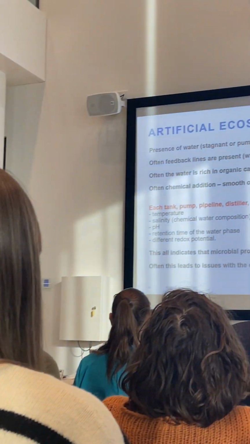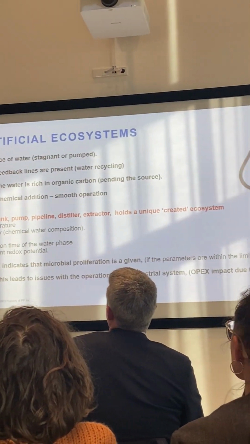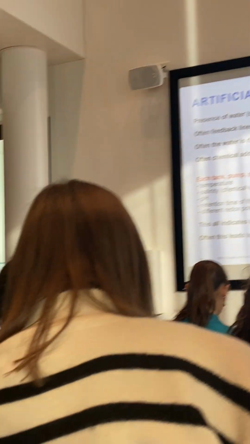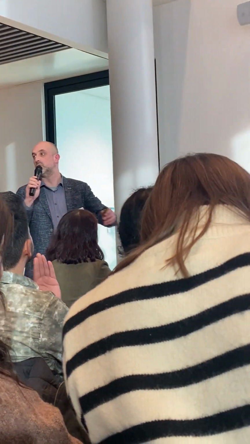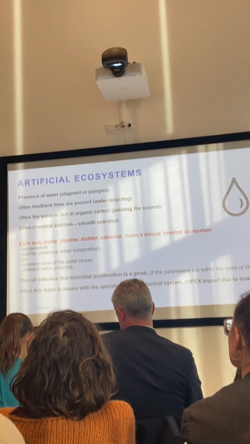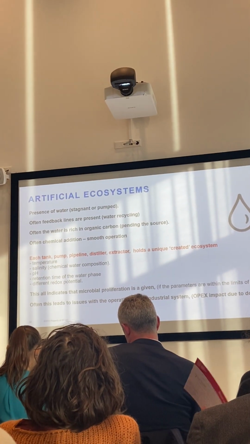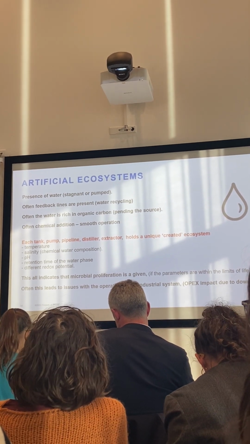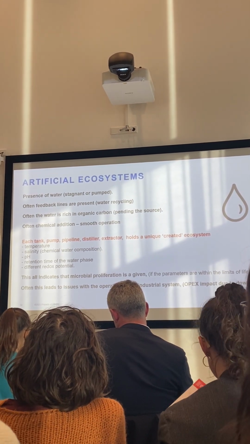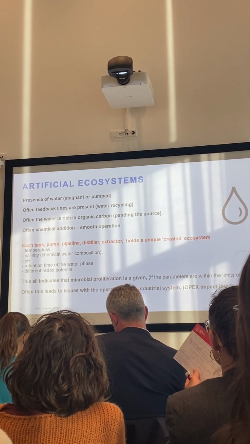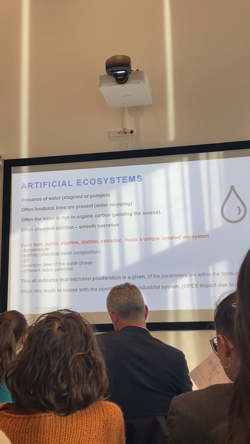But now what I've been seeing is that they're actually artificially created ecosystems. Because we have very often the presence of water, often feedback lines are present. That means that in such a system the water has been recycled back to an earlier part of the system, thereby creating a bioreactor actually. Often the water is rich in organic carbon because the water has a source. It can come from a river, it can come from the sea even. And often chemicals are being added to allow a smooth operation of the particular process that is being carried on.